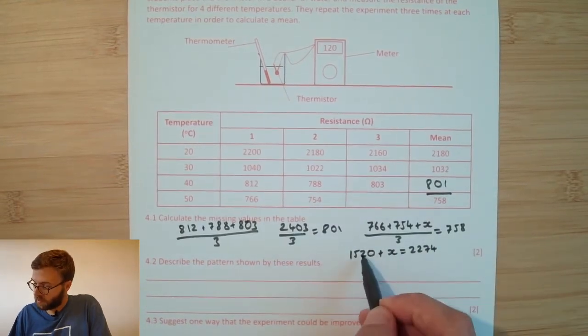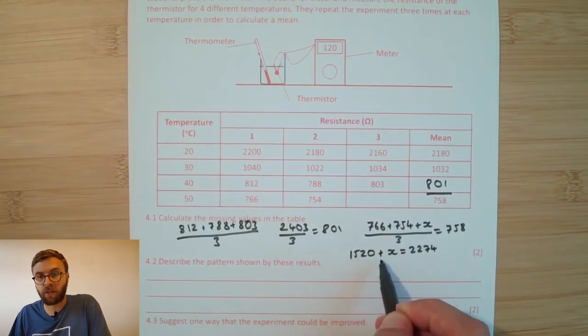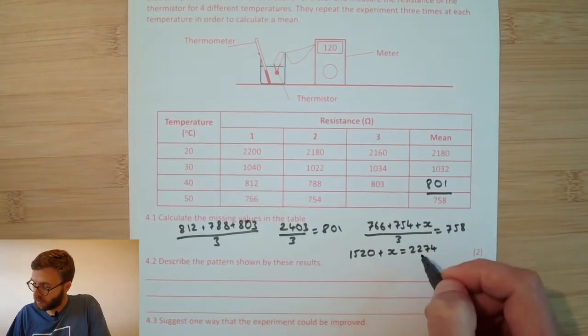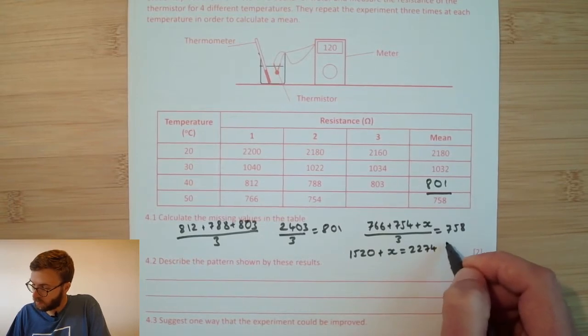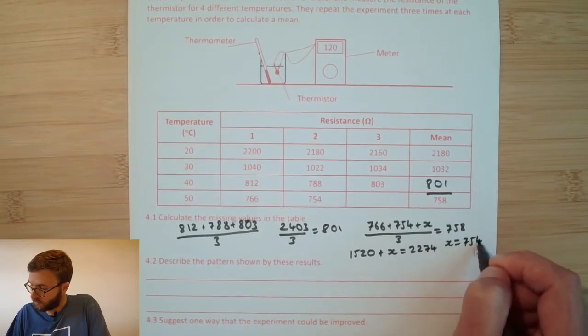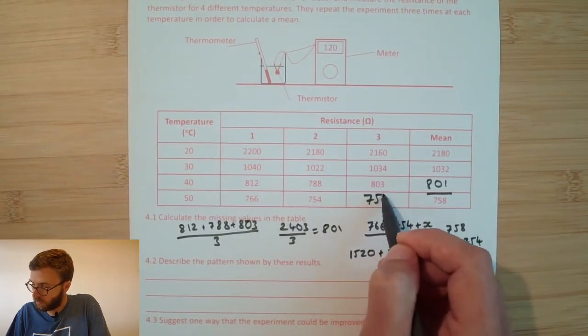2,274. We now need to bring the plus 1520 over to the other side by minusing it. So we'll do 2274 minus 1520, which will give us 754, which is our missing value here.